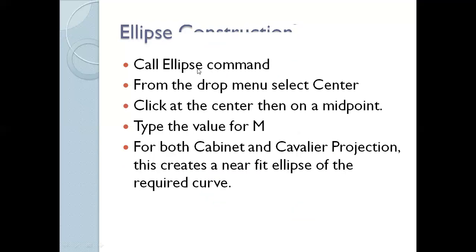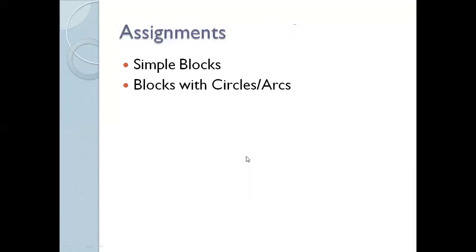This is just a shortcut for being able to draw the ellipse. Once you have the shape above here, you call the ellipse from the drop-down menu, choose center, then click the center midpoint, and you can type in the value M. So it works in both the cabinet or the cavalier. The distance would change based on the projection style you use.